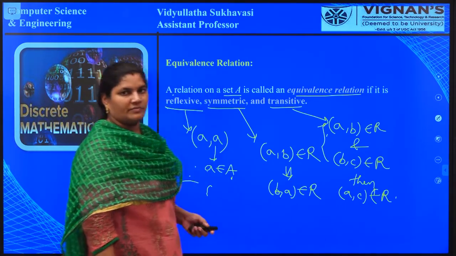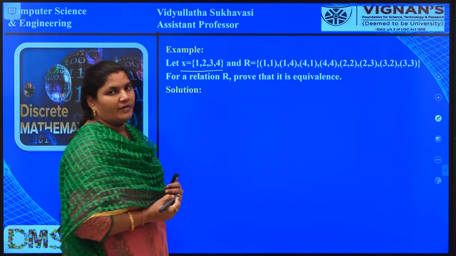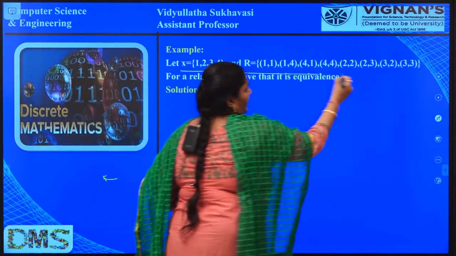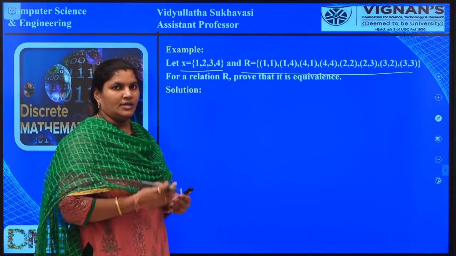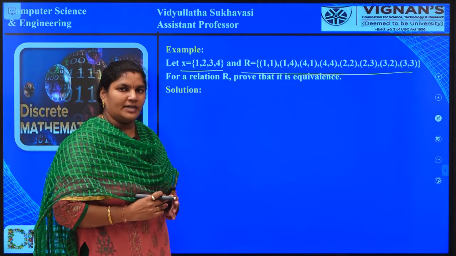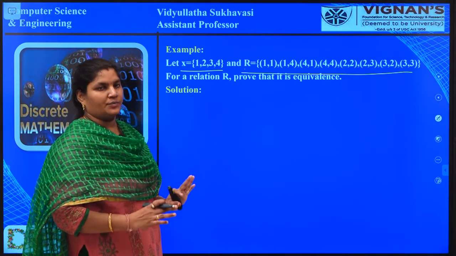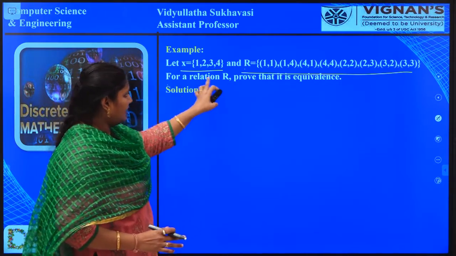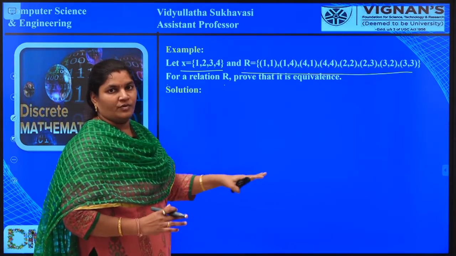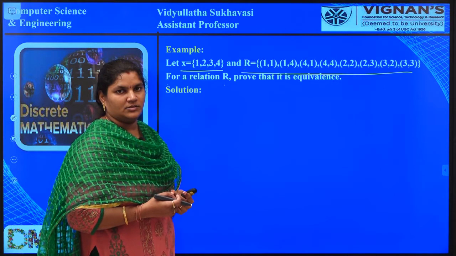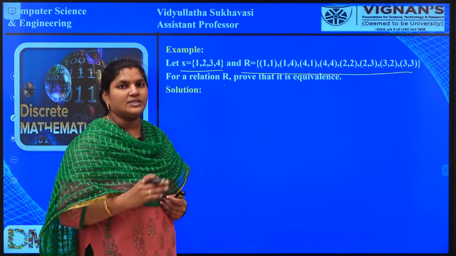So based on this, we will see one example. See here, we have a set X equal to {1, 2, 3, 4} and a relation R. For this, we need to check whether it is satisfying reflexive property, symmetric property and transitive property. Then only this R will be said to be equivalence. What is the question? For a relation R, prove that it is equivalence. We need to prove how it is satisfying equivalence. That means we need to show how it is reflexive, how it is symmetric and how it is transitive.